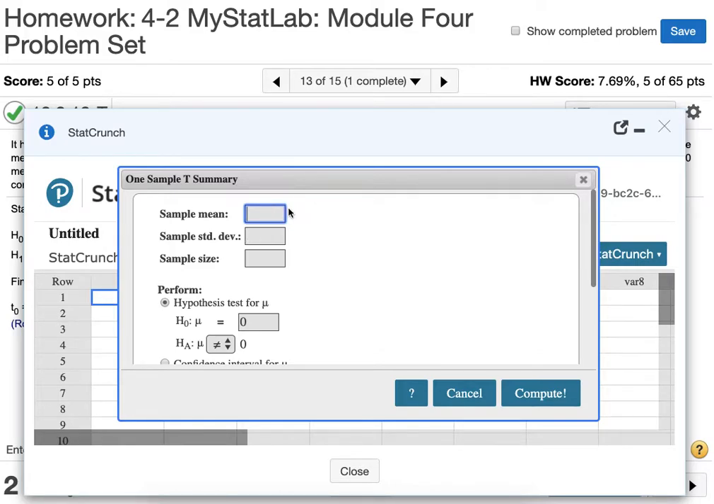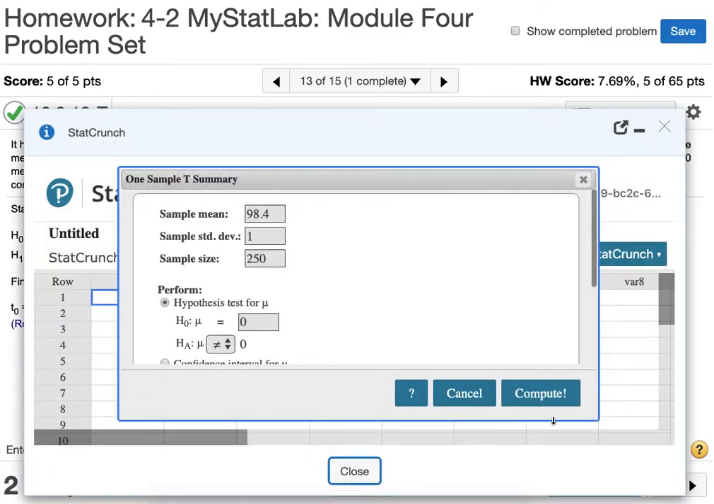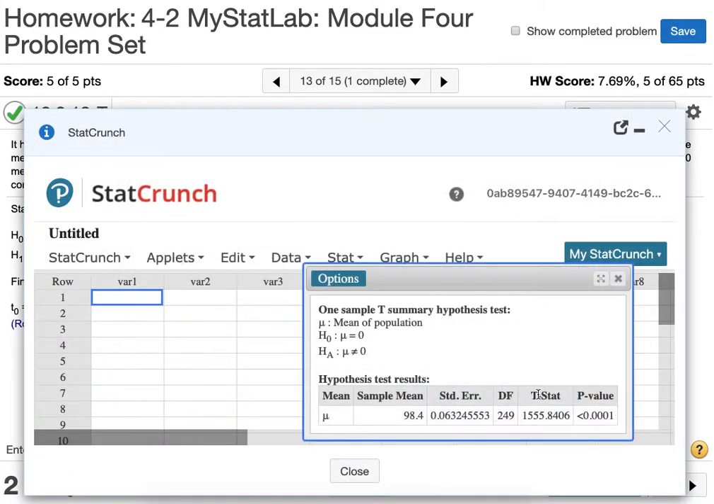Oh gosh, is it 98.4? I'm going to have to double check that. Sample standard deviation is 1, and I think the sample size is 250. So I can just click like this, and 98.4. Okay, and then 250. So here we go. We just go ahead and compute it, and this will give us our test statistic.